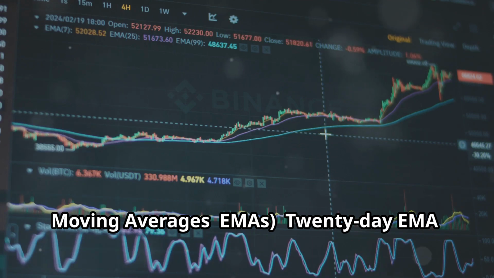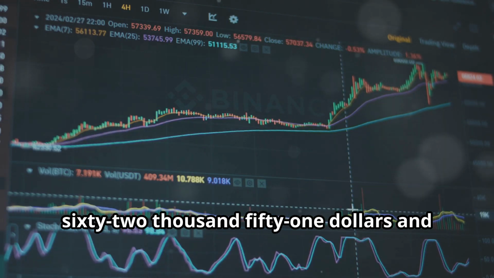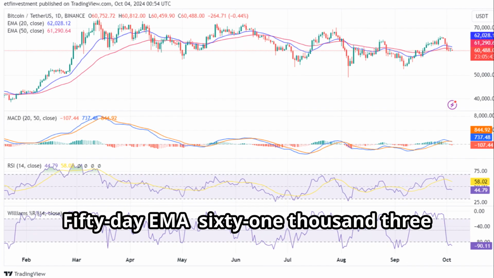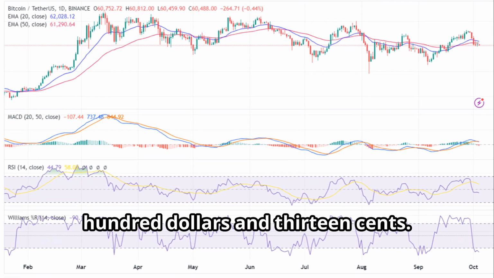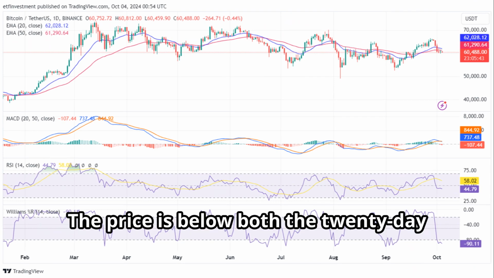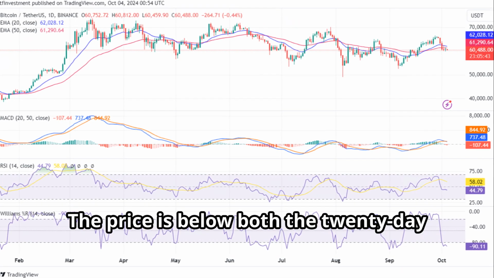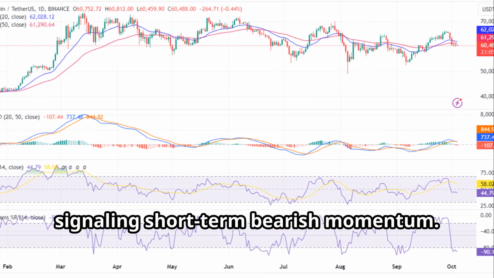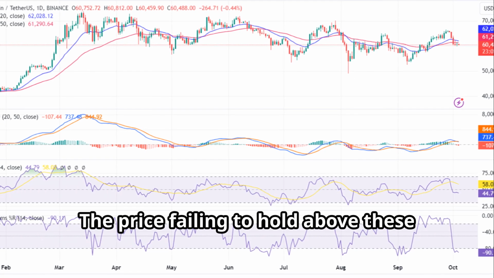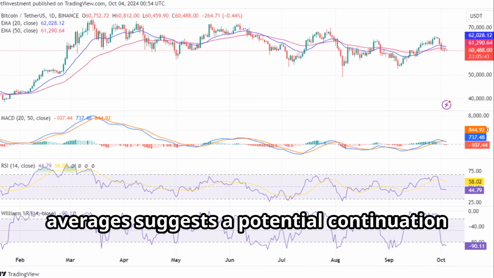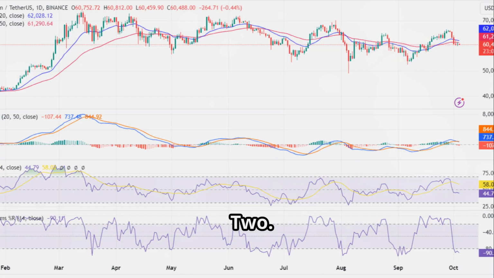20-day EMA, $62,051.17. 50-day EMA, $61,300.13. The price is below both the 20-day and 50-day EMAs, signaling short-term bearish momentum. The price failing to hold above these averages suggests a potential continuation of downward pressure.